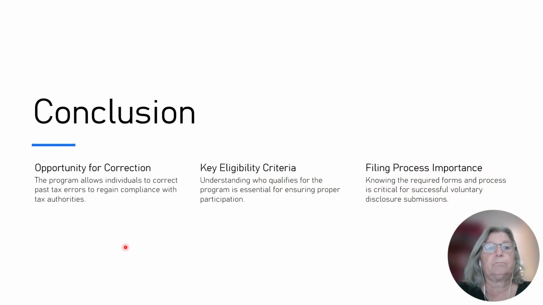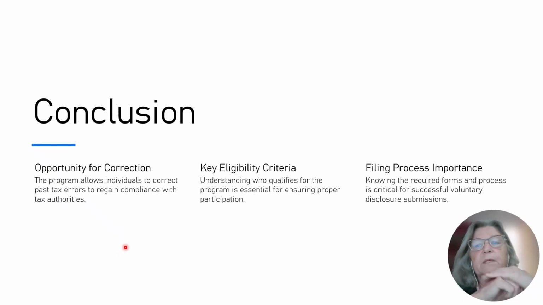So, conclusion: there is an opportunity for correction. It can help protect you because no penalties, no interest. You're always going to have to pay the taxes. The eligibility criteria we talked about, who qualifies: you must ensure proper participation, meaning paperwork, trust, be honest, full disclosure, but also seek professional advice. So you're not exposing yourself by saying the wrong thing because you don't understand. If you don't understand the process, if you don't understand taxes, get that professional.